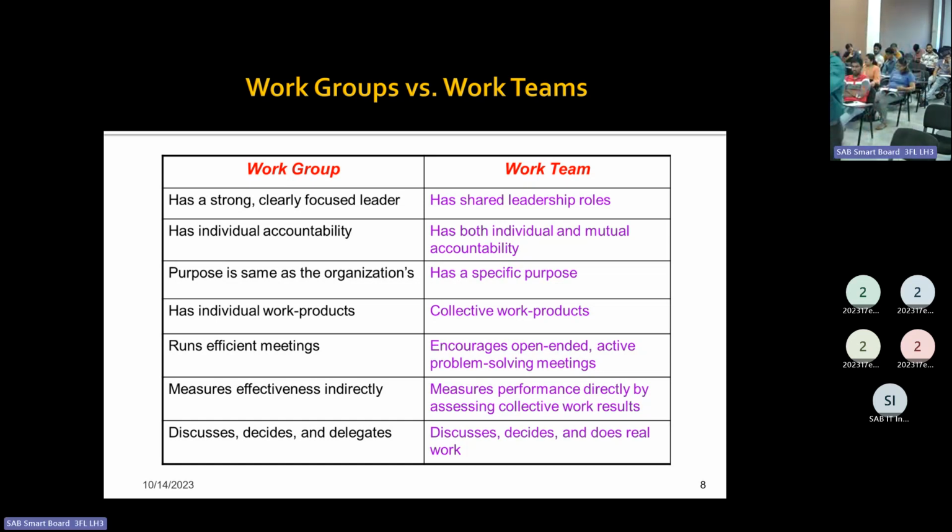But when we have teams, in addition to the traditional meeting, we can use a lot of new techniques to share information. Right. We can have open-ended discussions, active problem solving, and many more can be used in a team environment, compared to the traditional meeting method mainly used in a group situation.